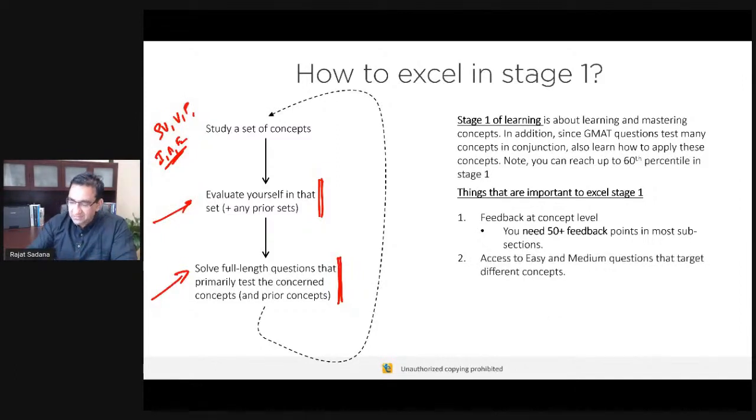The second piece is you should not be solving hard questions here. Access to easy and medium questions. Why? Because you're building that strength over here. And solutions that tell you when and where you falter, so that you can improve right then and there. And yes, Shrey, I am suggesting that you perfect one topic and then move to the other. That's how we all learn.